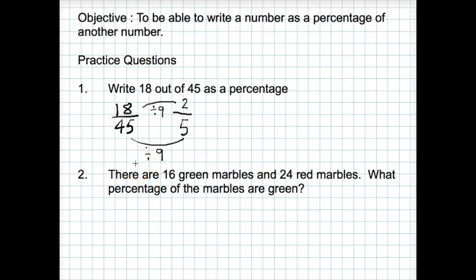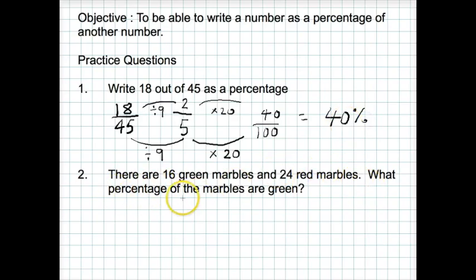This one's a lot easier to get to 100 on the bottom, because if I multiply 5 now by 20, that takes me to 100. But to keep the fraction equivalent, I must multiply the top as well by 20, and 2 times 20 gives me 40. Once I've got this over 100, I know that my answer is 40%, because anything out of 100 is a percentage.